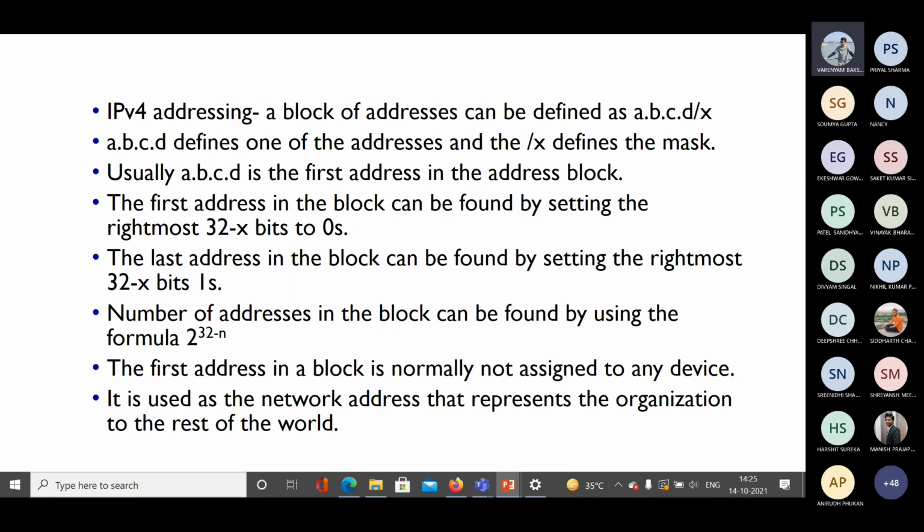And then what should be the last address? All the bits in the host part, if you put them as ones, become the last address of the given block. And how many addresses can you put in this particular block? Of course, that will be 2 power 32 minus x. It is given as n here, that is incorrect, it should be x here.